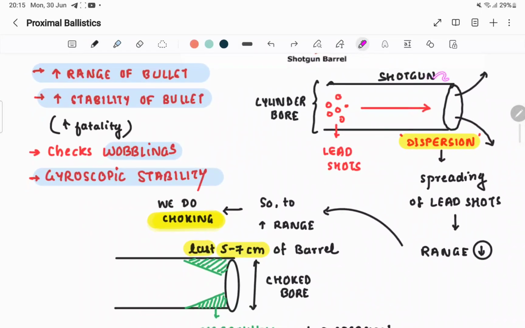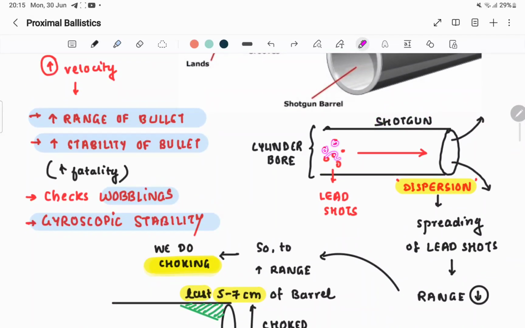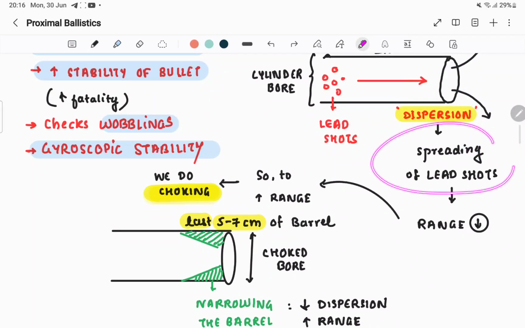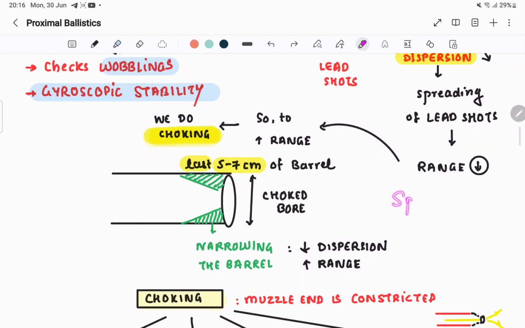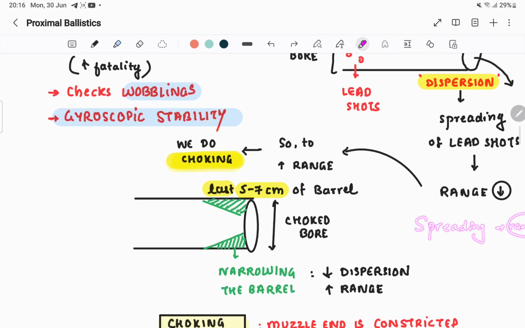In a shotgun, you use lead shots like this. These lead shots basically disperse. Multiple shots are fired at one go, so they have a tendency for dispersion. Spreading of lead shots will occur, which will decrease the range. So what can we do to improve the range? We can do choking.